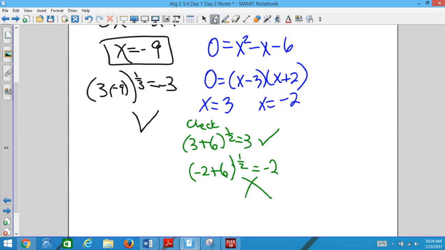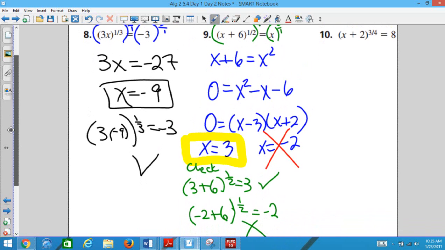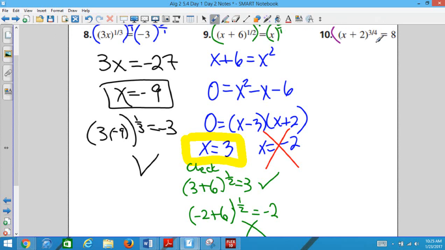So my only answer is x equals 3. And the third one, you gotta raise both sides to the reciprocal power. So we're gonna do 4 over 3. For some reason, I don't have room to write it.